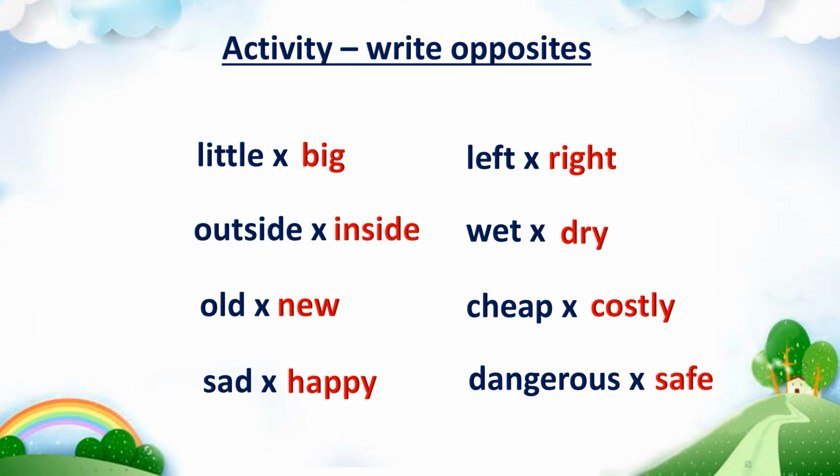So these are the word pairs which are related, but they are totally different in meaning. Little, big, outside, inside, old, new, sad, happy, left, right, wet, dry, cheap, costly, dangerous, safe. Hope all of you understood the topic very well.